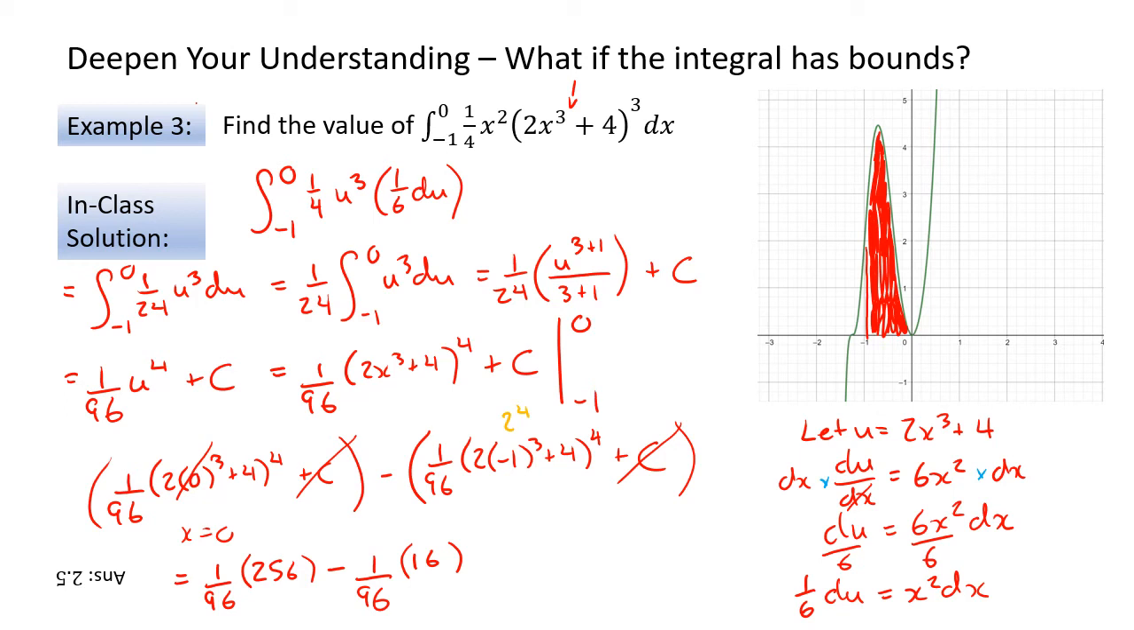So now they both have the same denominator, so we can simply subtract the numerators. That gives us 240 divided by 96, which if you put that in your calculator, gives you a nice even 2.5. Okay, so when you have bounds like this, you're always going to end up with a number as a solution.